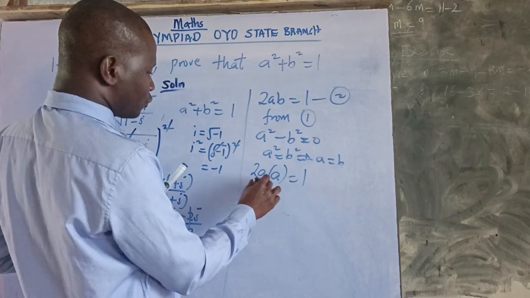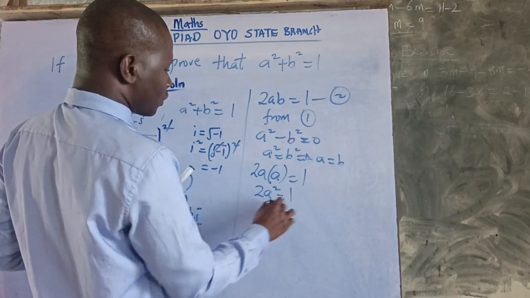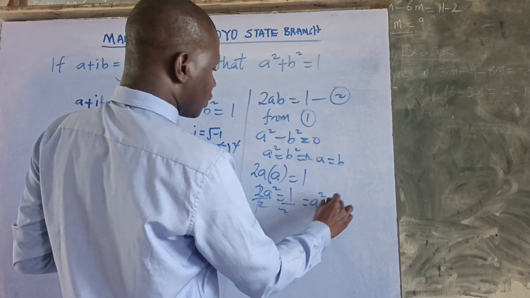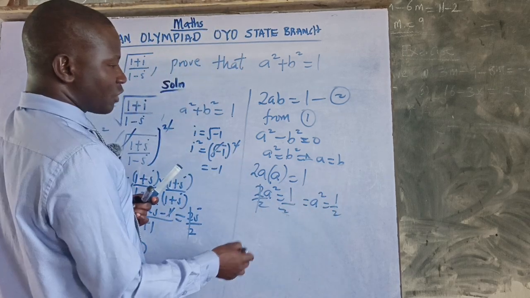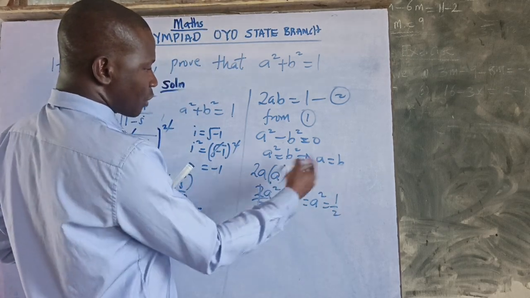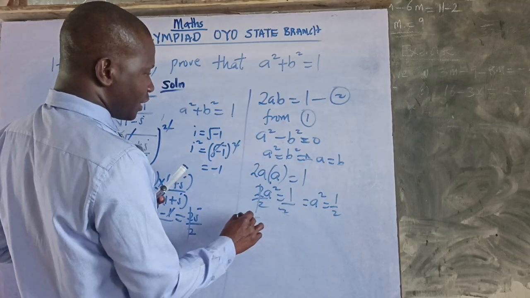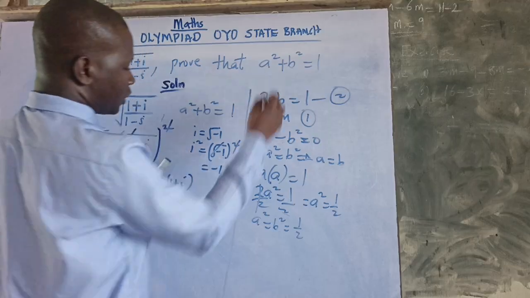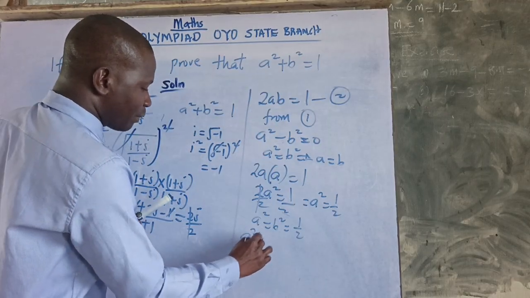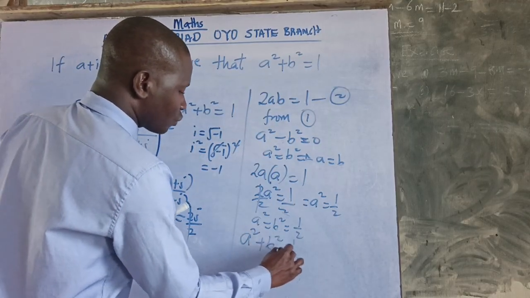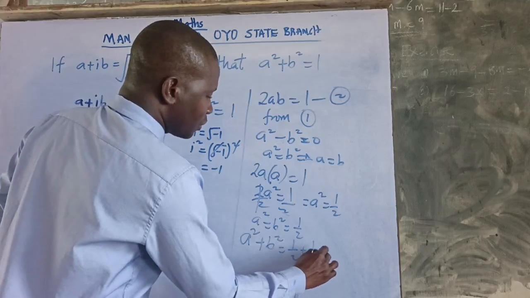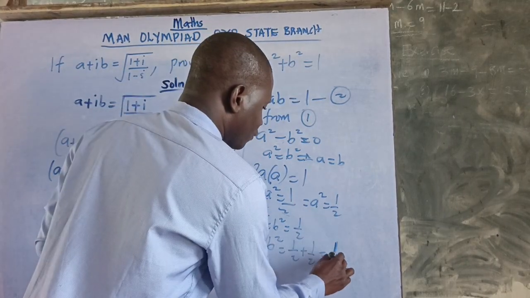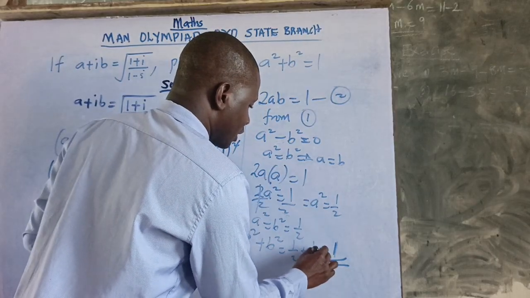That means we have 2 times a squared equals 1. Divide both sides by 2, and it implies that a squared equals 1 over 2. If a squared equals 1 over 2, definitely b squared will also be 1 over 2. So therefore we have a squared plus b squared equals 1 over 2 plus 1 over 2, which is 1. So half plus half equals 1. That is what we are required to prove.